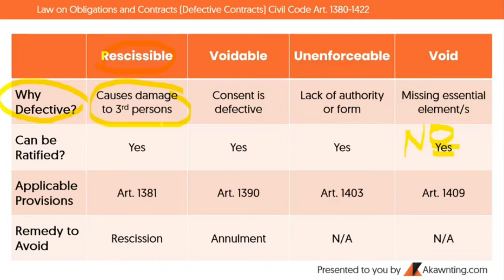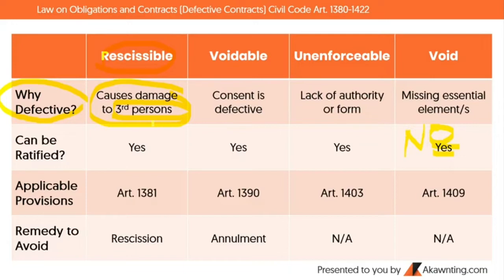Or actually, even if it's not a third person, there's a chance that it causes damage to one of the contracting parties, okay? So those are rescissible contracts. Hindi talaga siya valid, pero I mean hindi siya talaga defective, pero kinonsider siyang defective dahil it causes damage to another person. Okay, it may be a third person or maybe one of the contracting parties.